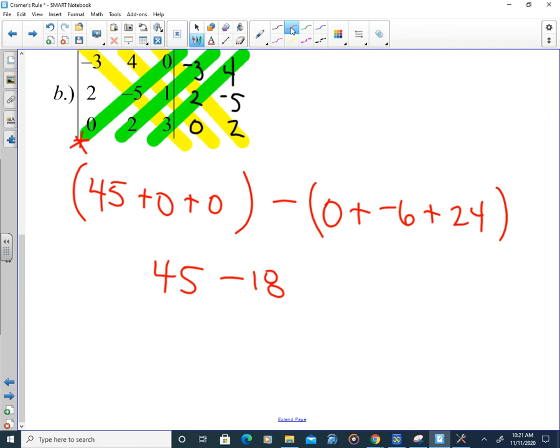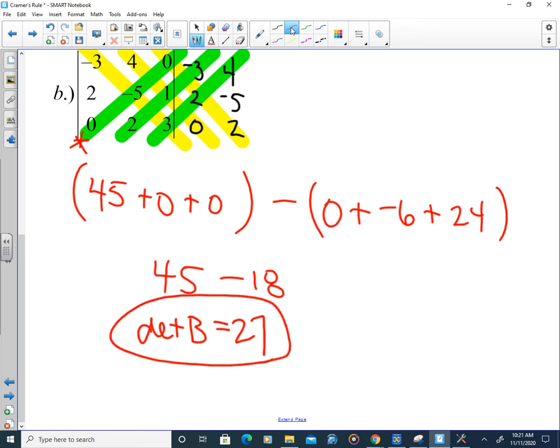27. So we can say the determinant of B is 27. That's how you find the determinant of a 3 by 3 matrix.